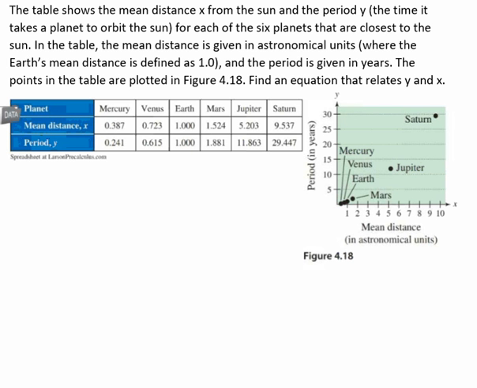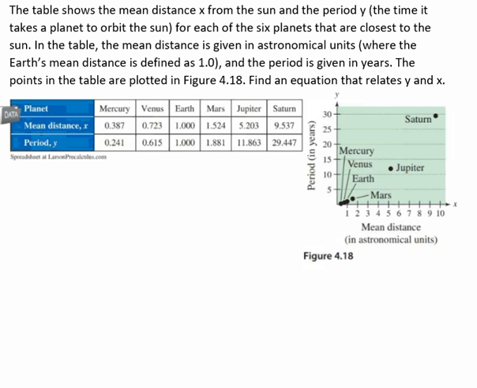In this video, we're going to go through an application problem, finding an equation that relates y and x that's going to be logarithmic. So here, this table shows the mean distance x from the sun and the period y, or the time it takes the planet to orbit the sun, for each of the 6 planets that are closest to the sun. In the table, the mean distance is given in astronomical units, where the Earth's mean is defined as 1.0, and the period is given in years.